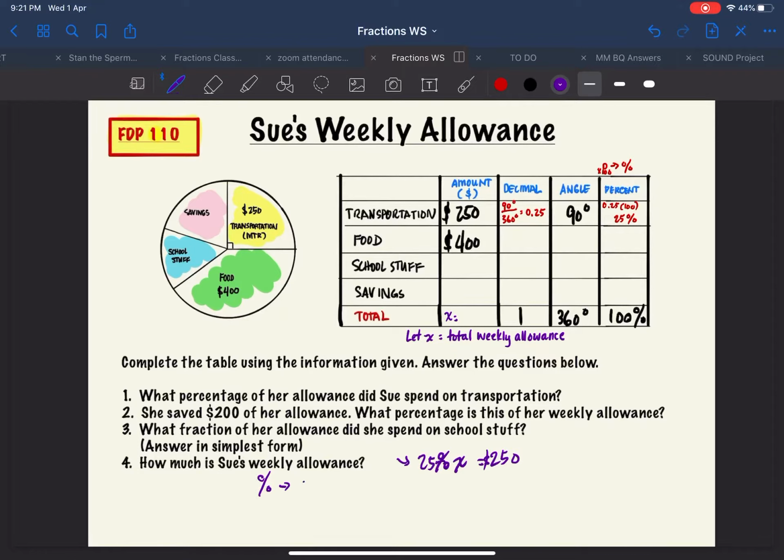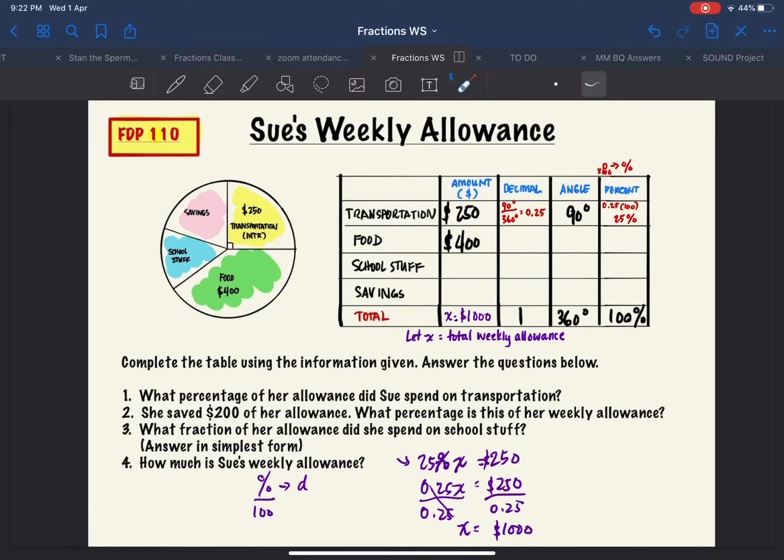Percent to decimal, you divide by 100. So we have 0.25x equals $250 divided by 0.25. 0.25x is equal to $1,000. So just like that, we are able to determine that the total weekly allowance of Sue is $1,000.